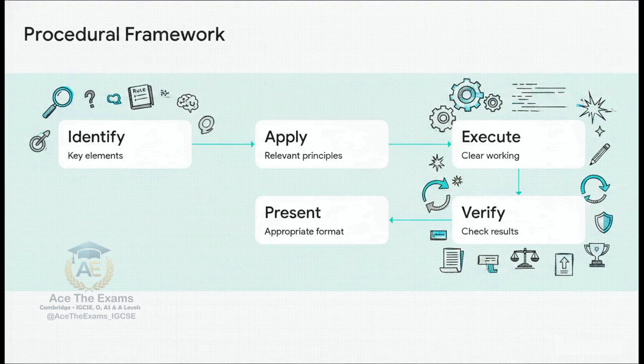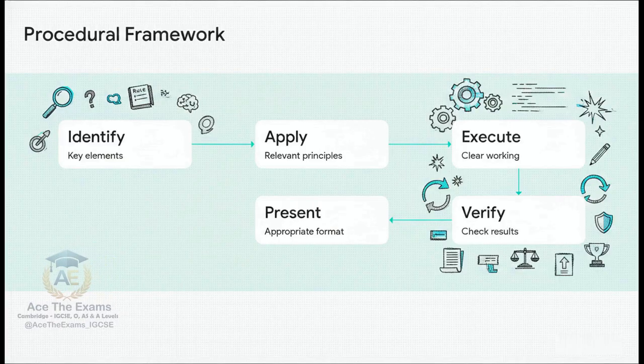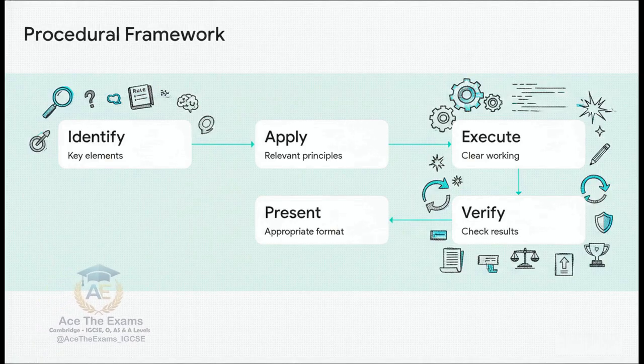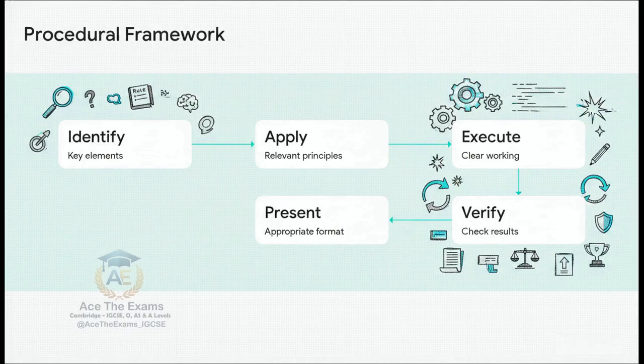First step, identify the key elements of the CIR in the prompt. Second, apply the relevant principles. Ask yourself, how does the instruction get here and where does the opcode go next? Third, execute your analysis with abundantly clear working. Do not skip steps in your head. The examiner can't read your mind. Fourth, verify your results through rigorous checking. And finally, step 5, present your answer in the appropriate format requested. Stick to this sequence and you've got a foolproof blueprint for method marks.